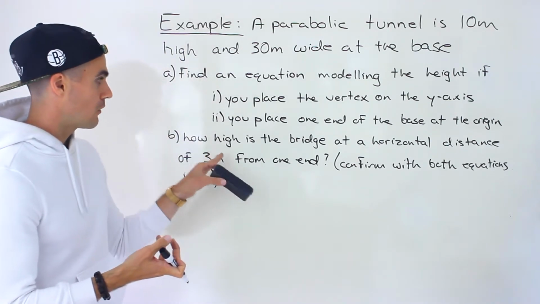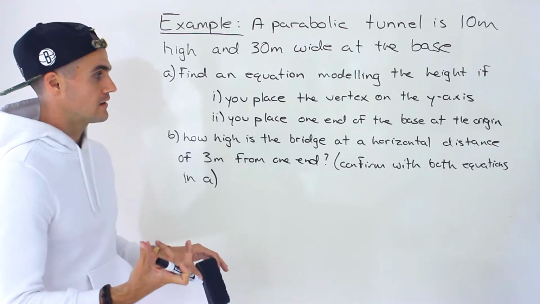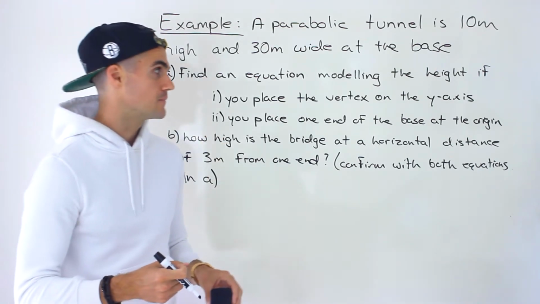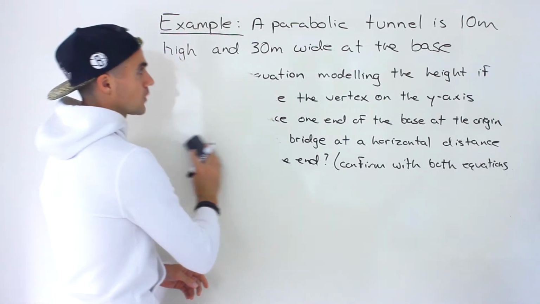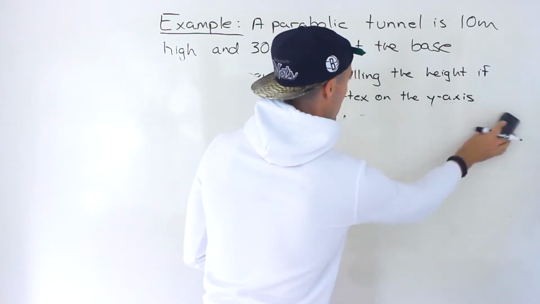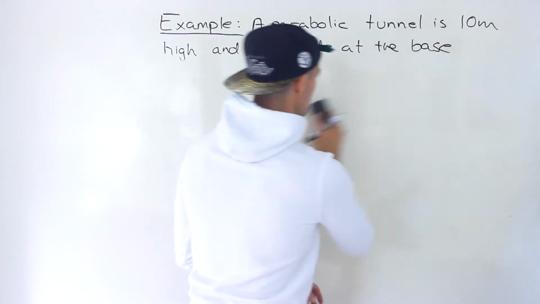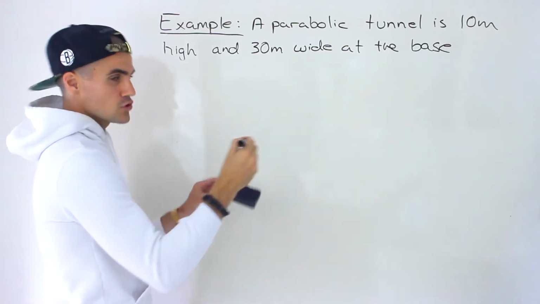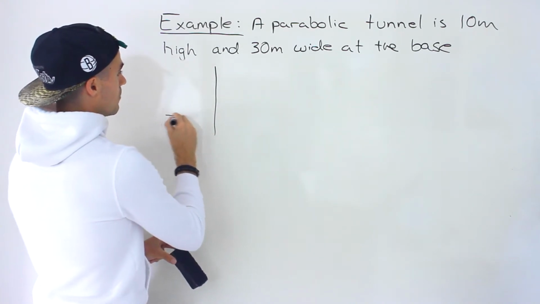And then in part B, how high is the bridge at a horizontal distance of 3 meters from one end? And we have to confirm that with both equations in part A. So we've done questions like this before where we are dealing with a tunnel. Sometimes it's a bridge as well. And there's usually two ways that these kinds of scenarios are modeled.